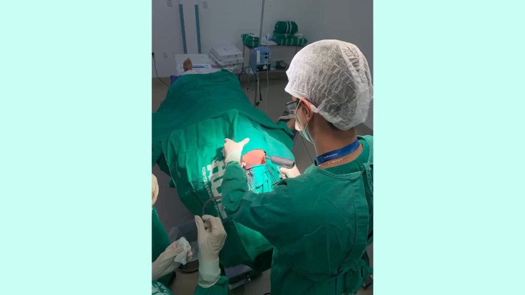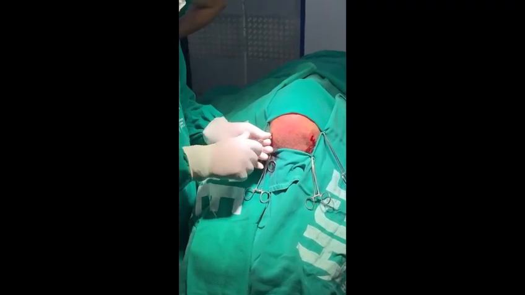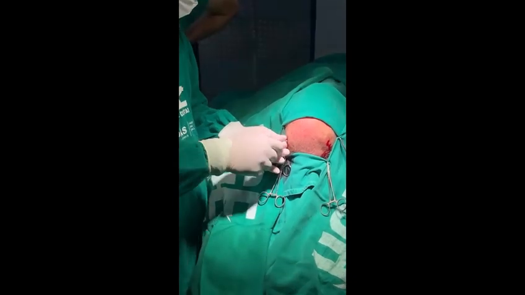Once the subdural space is entered, fluid under pressure should spurt out of the subdural space. Only then insert the NASP. If no fluid comes out of the subdural space, it is possible that the dura and subdural membranes were not traversed, or the location of the twist drill is not correct and needs to be redone. Do not insert the NASP if no fluid is observed to escape through the twist drill hole.